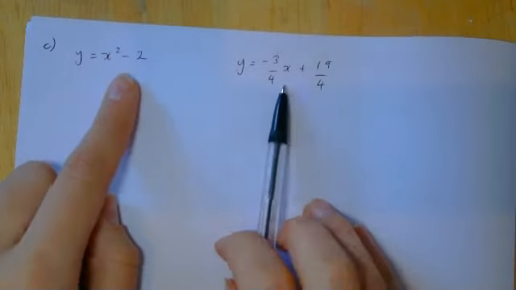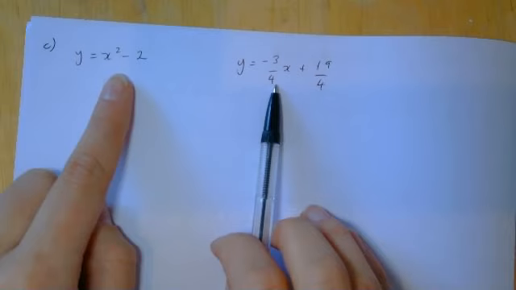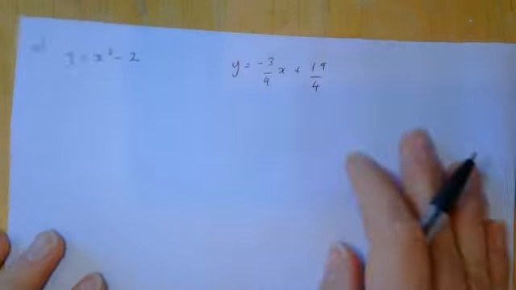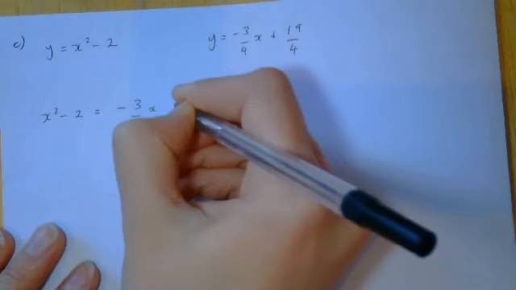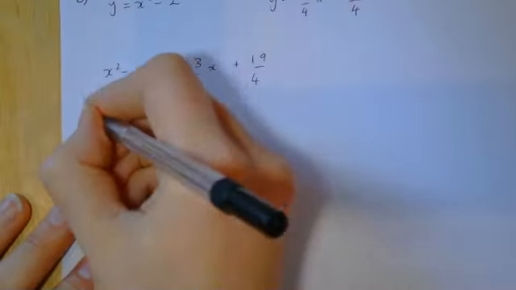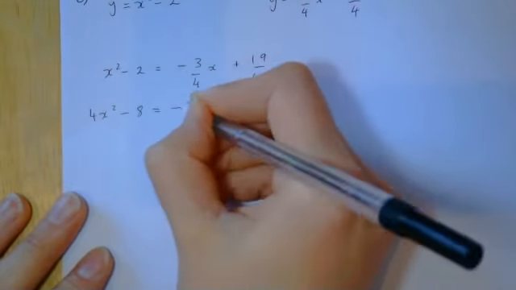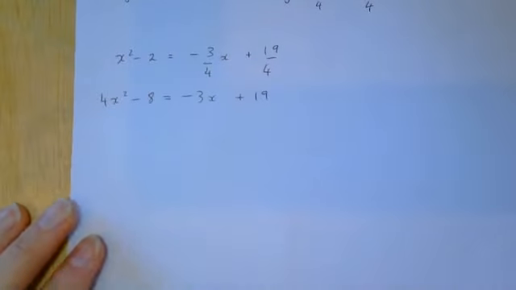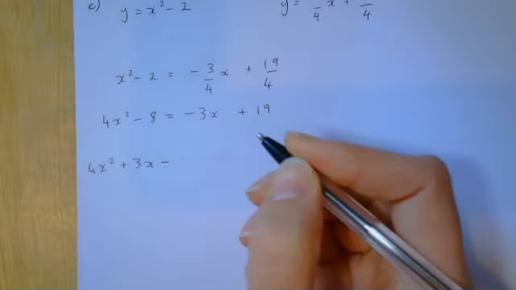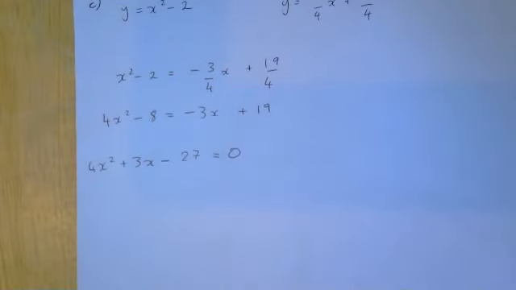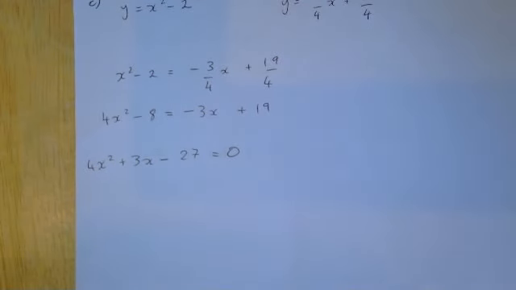Right. If 2 graphs intersect, that is equivalent to solving the equations simultaneously. If I solve these two simultaneously, I'm going to get the point where the graphs intersect. So I need to solve x squared minus 2 equals minus 3 over 4x plus 19 over 4. Was it minus 3 over 4? Yes. Right. I'm going to multiply through by 4. Those 4s that have been the bane of this question. So I got 4x squared plus 3x minus 27 equals 0.